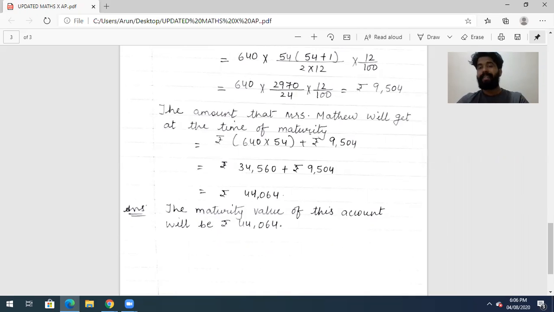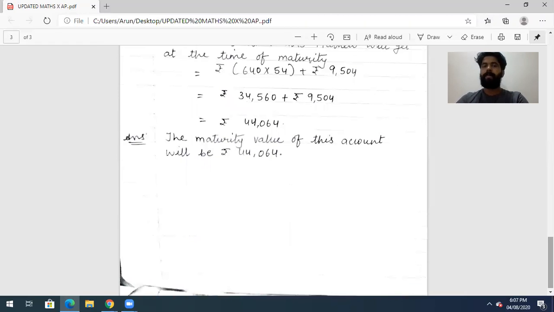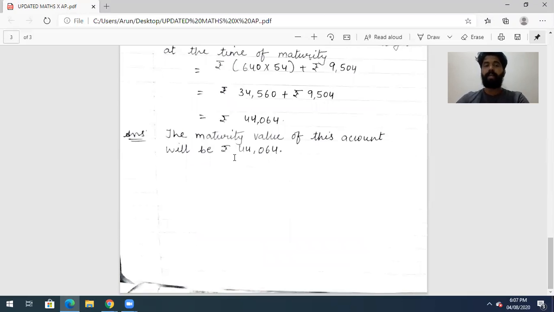So now to calculate the amount that Mrs. Matthew will receive at the time of maturity, that will be equal to sum deposited, that is P into N, which is rupees 640 into 54 plus the interest. So we'll get maturity value as 640 into 54 plus 9504, which is 34,560 plus 9504, which is rupees 44,064. So the maturity value of this account will be rupees 44,064.